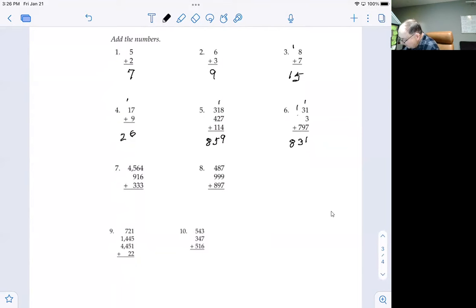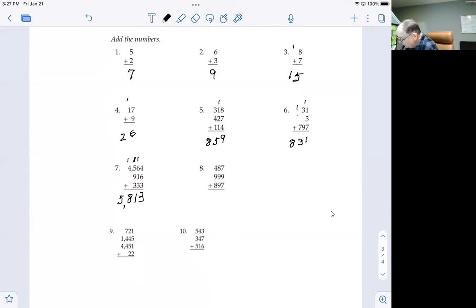Number 7, in the ones column, 4 plus 6 is 10, plus 3 is 13. So that's 3, carry the 1. In the tens column, 1 plus 6 is 7, plus 1 is 8, plus 3 is 11. That's 1, carry a 1. 1 plus 5 is 6, plus 9 is 15, plus 3 is 18. That's 8, carry the 1. And then over here in the thousands column, 1 plus 4 is 5. So the answer is 5,813.